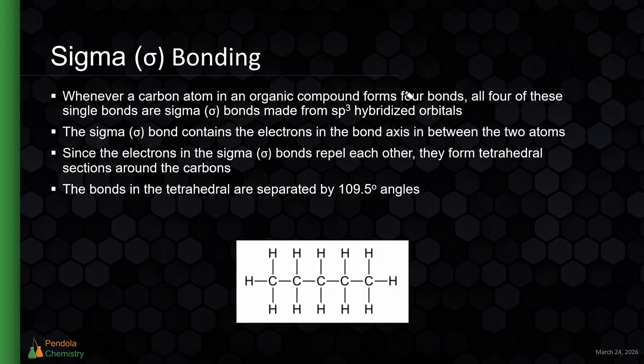Now, I'm not going to go too much in depth into this because this is something we covered earlier in the year, but sp3 hybridization happens whenever an orbital is created from the mixture of 3 p orbitals and an s orbital. Whenever we have these orbitals being mixed, we're going to create 4 sp3 hybrid orbitals.